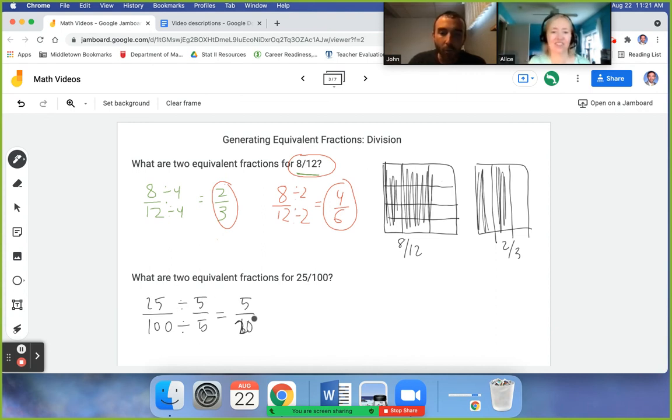And now with 5 over 20, I'm kind of in the same boat again. They're not both even, so I can't divide by 2, but they end in 5 and 0 again. So I could try dividing by 5 one more time, and that'll bring me down to the smallest integers I could possibly use to create an equivalent fraction, and that would be 1 out of 4.